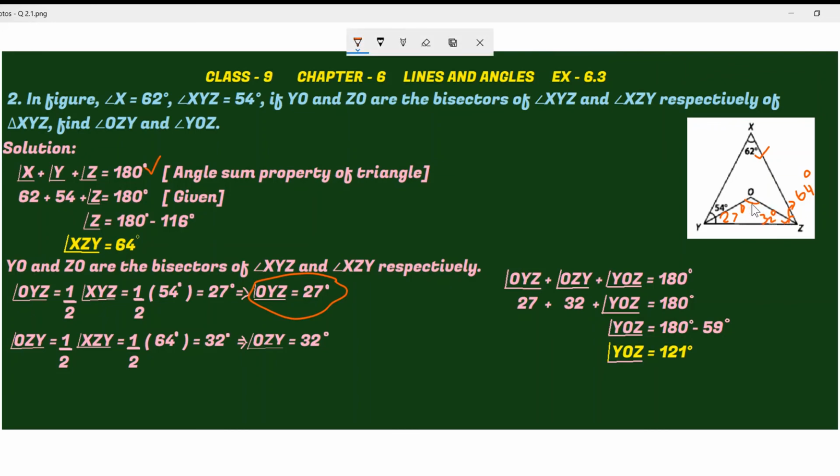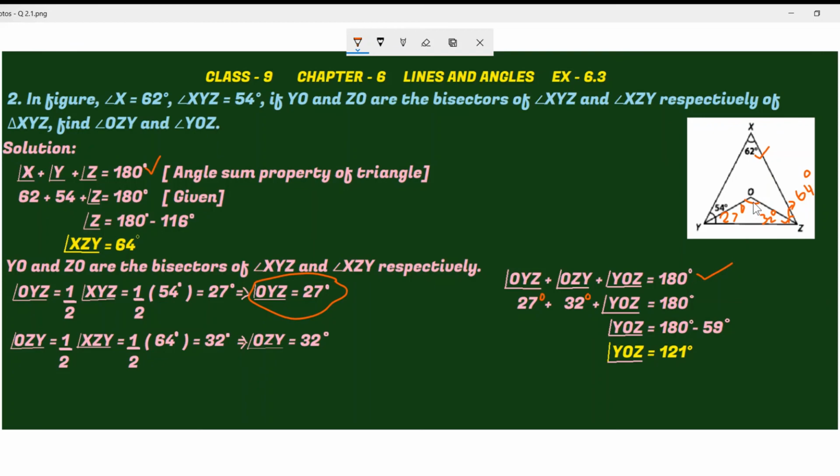Now we have to find this angle by using the angle sum property. We know the angle sum property: angle O plus angle Y plus angle Z is equal to 180 degrees. So I have written this equation. We know OYZ is 27 degrees and OZY is 32 degrees, plus YOZ, which we are going to find, equals 180 degrees. We add these two angles and bring them to the other side of the equation. So I get 180 minus 59. If you subtract these two, we get angle YOZ, which is 121 degrees.